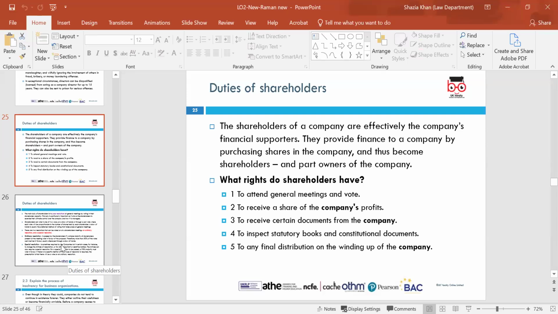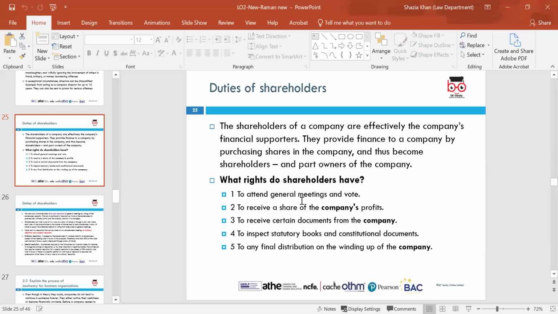to perform, set out in the Companies Act and the company's articles of association. As a shareholder of a limited company, they are protected from liabilities, save for the amount of shares they own but have not paid. So some rights are what shareholders have.